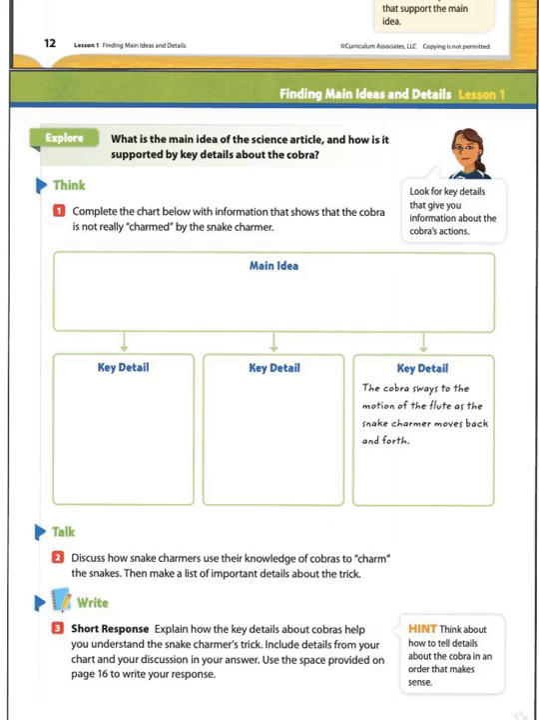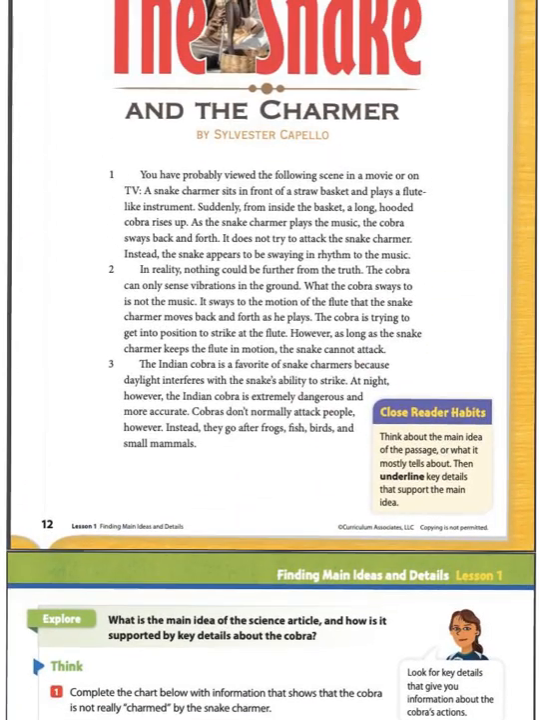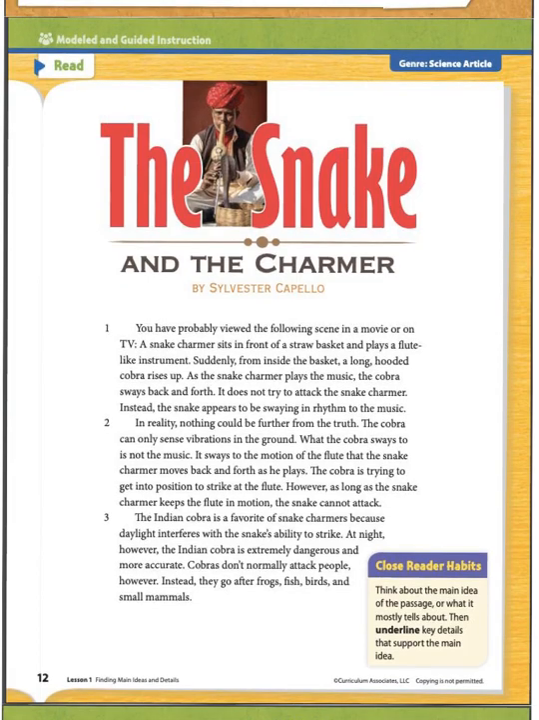So we know that our main idea is that a cobra does not sway to the flute music. And one key detail that's been given for us is that the cobra sways to the motion of the flute as the snake charmer moves back and forth. What do you think are some other key details from the text that might support this idea? Type some of those in the box.